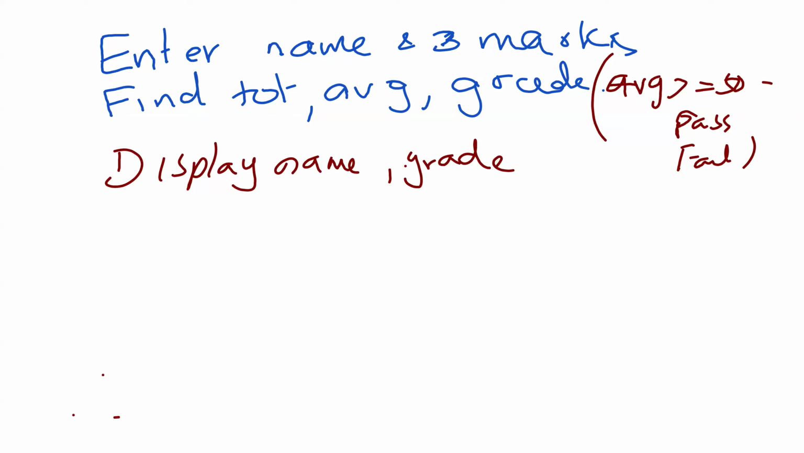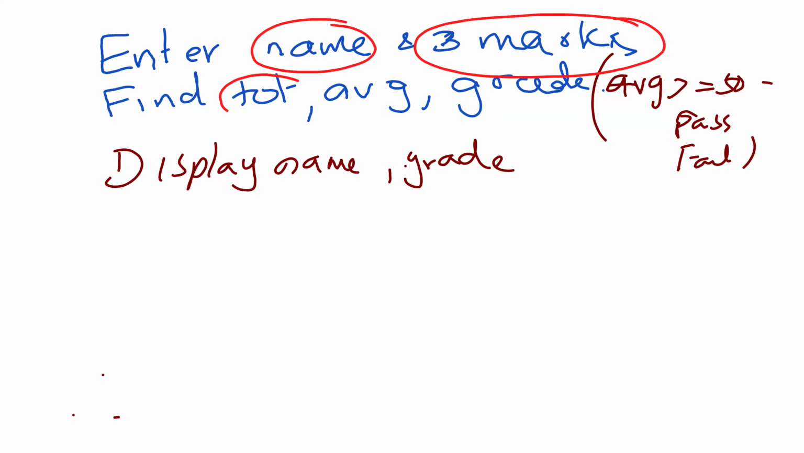Let's start this question. Here, name is there and 3 marks. That means you need 4 variables. Name data type is text, but marks data type is integer. Remember these things as well, because when you write the Pascal code, you need them. And total, average, grade. Total is integer, average is not integer, right? It's a float value.